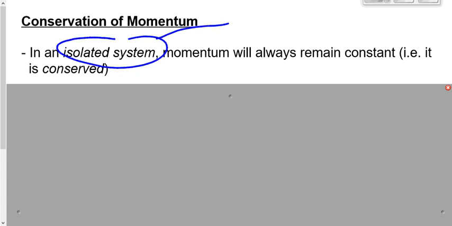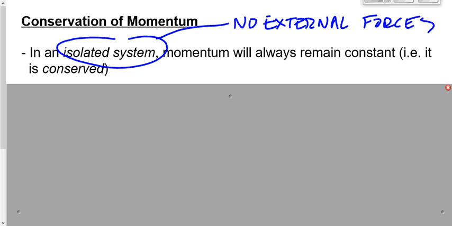And an isolated system, remember, is that system where we have no external forces. You're right when you say no energy in or out, but it's more concrete to think of it as no external forces acting on it, because it's external forces that cause you to have energy coming in or out.